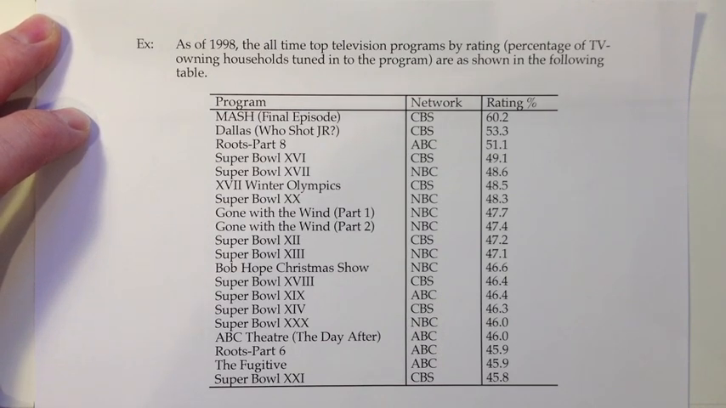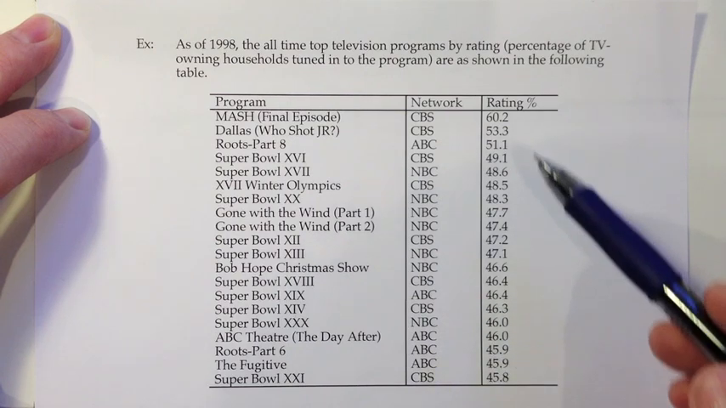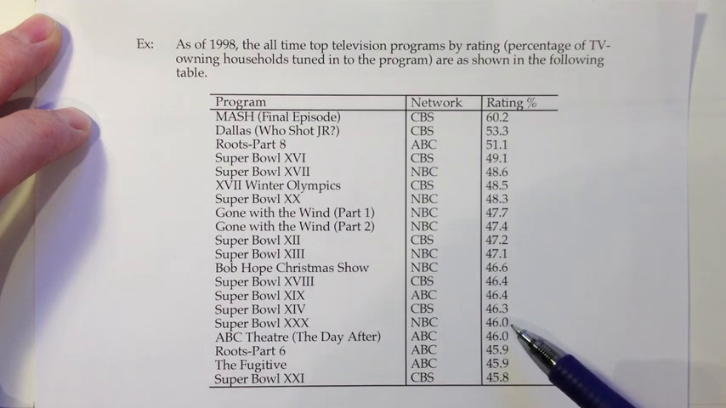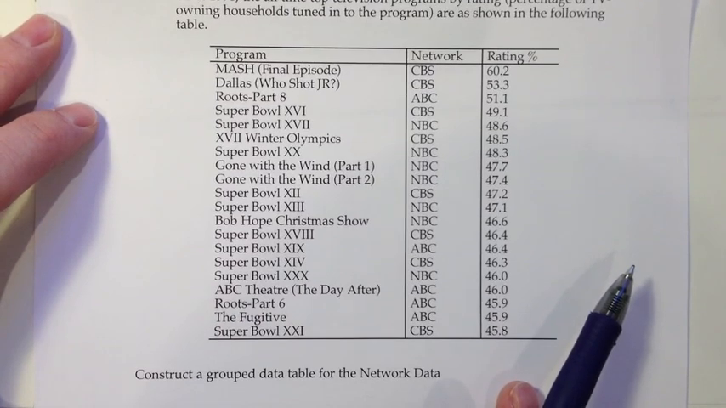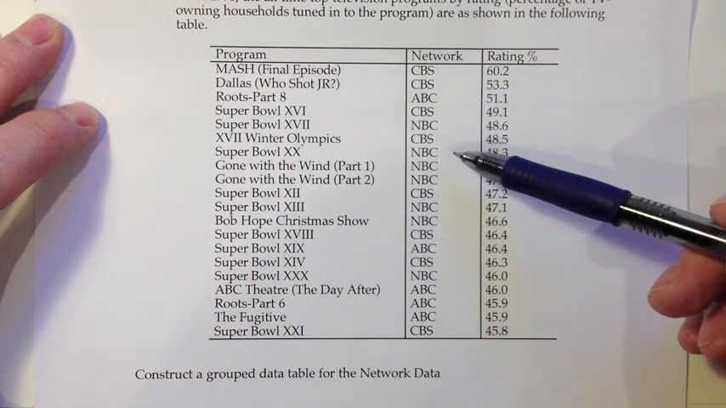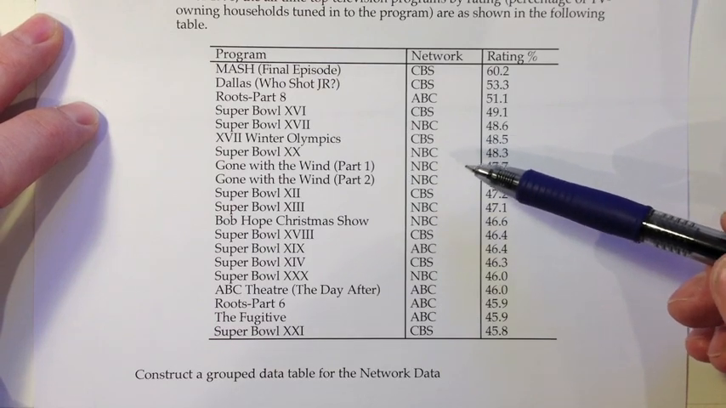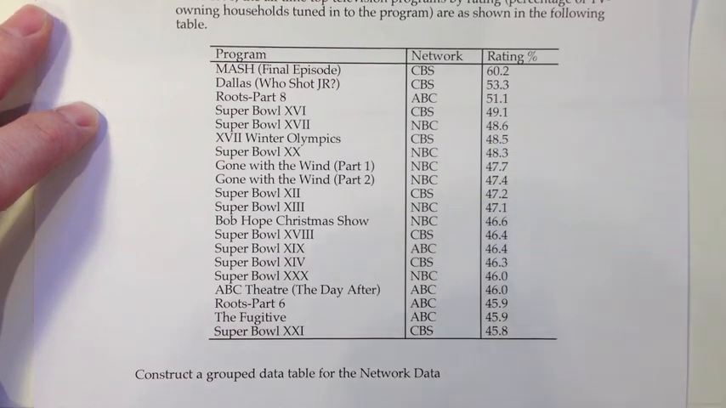As of 1998, the all-time top television programs by rating, which is the percentage of TV-owning households tuned into the program, are as shown in the following table. The table lists the program name, then the network that carried it, and then the percentage of people who watched that show. Our directions want us to construct a grouped data table for the network data. That's this column here with the CBS, ABC, NBC, and so on. And that's categorical, so that's what's going to cause us to do things slightly differently.